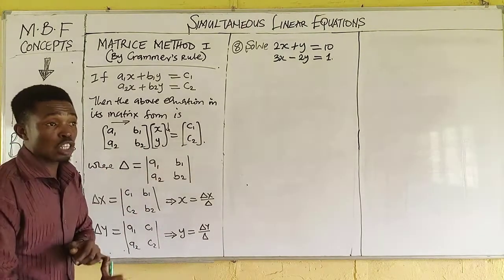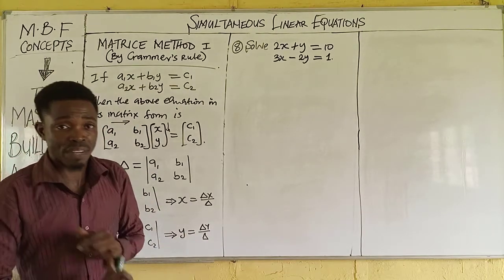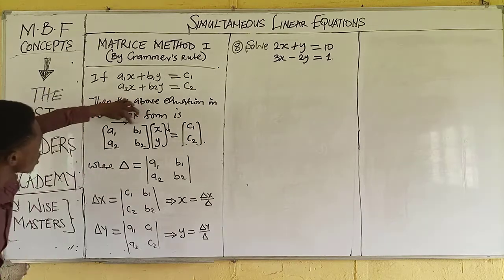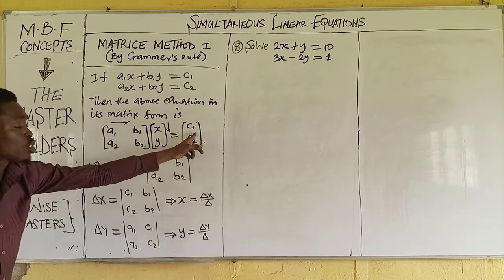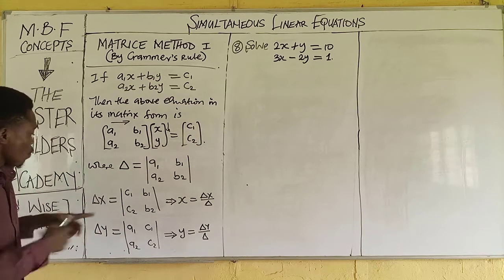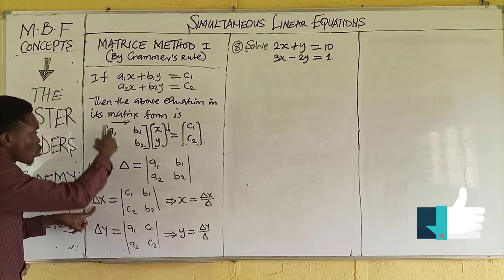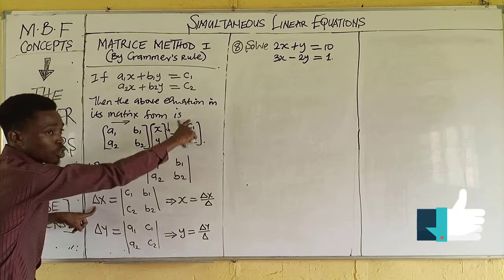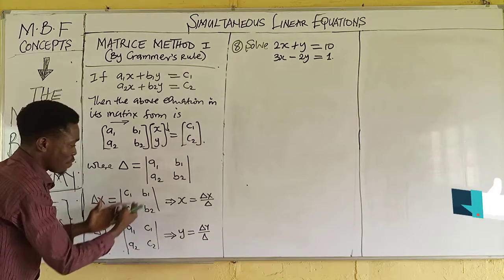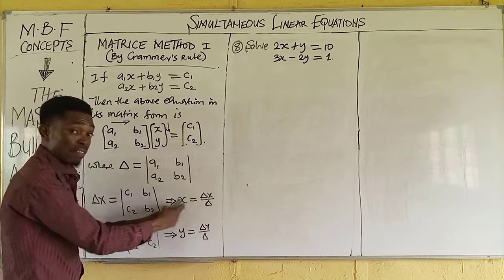The third step is to decide on the variable to find first. If I want to find x first, all I need to do is to come to this matrix here and replace the column of x with this constant here. If I want to find x, I will replace everything in the first column, which are the coefficients of x, with this constant at the right hand side. Then I'll find the determinant. At the end, whatever I have here divided by the first determinant will give me the value of x.